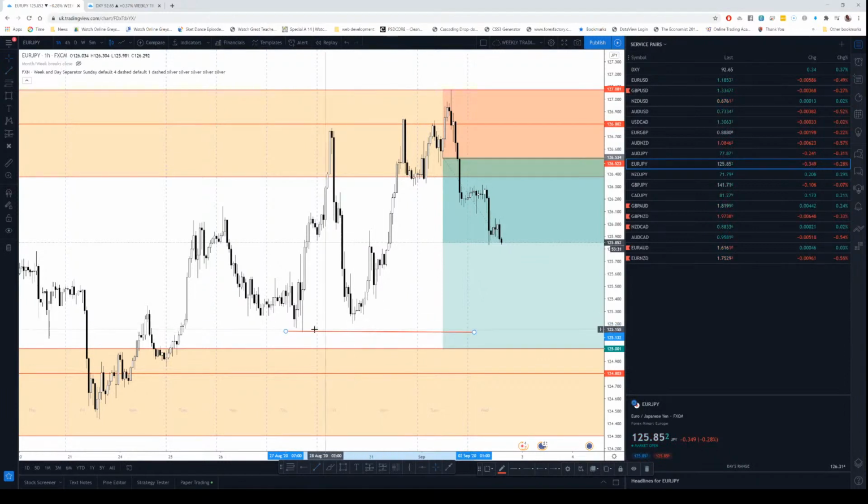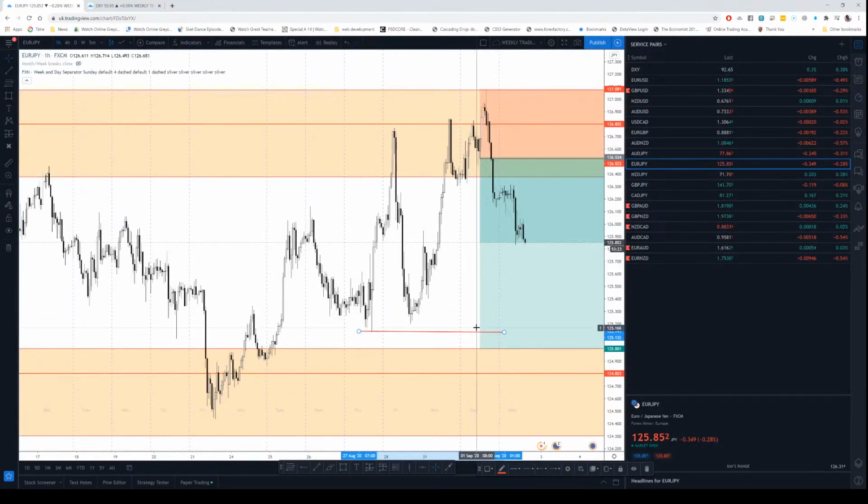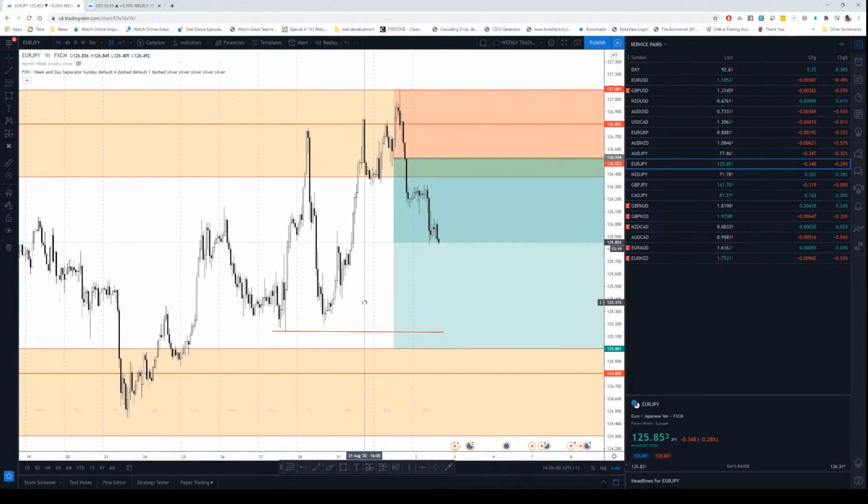Yeah, this low and that low, that's an equal low. They might come for that one. And then once we get down here, you look for reasons to go long. Maybe after this low is run, it will reject, and then it gives you reasons to go long.